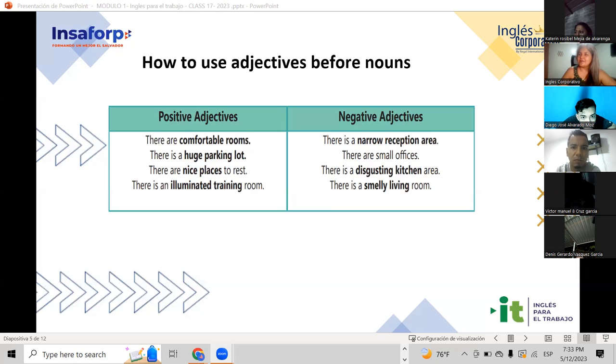Okay, se le cortó un poco, Edwin. Can you please say the sentence again? ¿Lo puede repetir otra vez? They are hot rooms. Hot rooms, okay. Creo que en todos lugares tenemos ahorita. Hot rooms, okay. Lo mío en exceso, teacher. Ay, no. So sorry about that. Okay, good. Thank you. Christian?